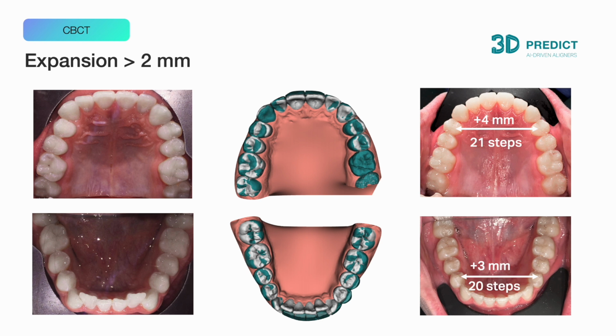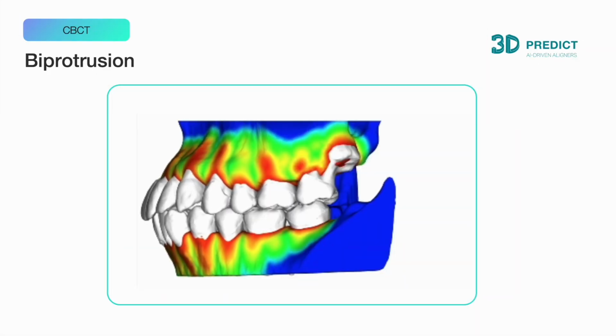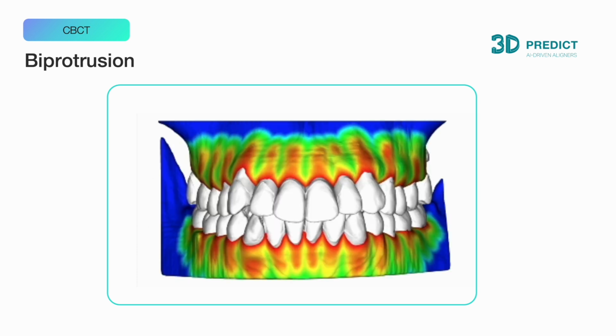Extensive expansions, so 2 millimeters or more, should preferably be accompanied by a CBCT due to periodontal concerns. For that same reason, if protrusion of upper and lower anterior teeth is present, we recommend a CBCT.